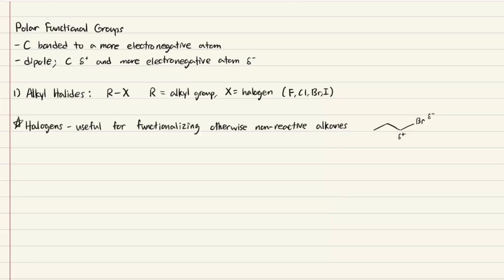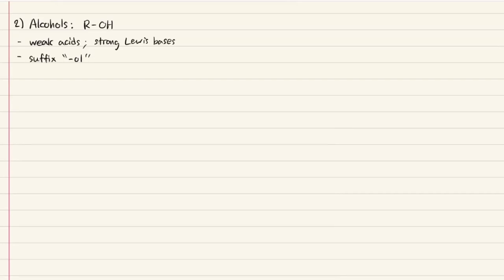If the R group is an alkene, we call these groups alkenyl or vinyl halides. Alcohols. Alcohols have the chemical formula ROH, where a carbon is bonded to a hydroxyl group. Alcohols are weak acids and can also act as Lewis bases. We can usually identify alcohols by the suffix -ol in their name, like in ethanol or isopropanol.